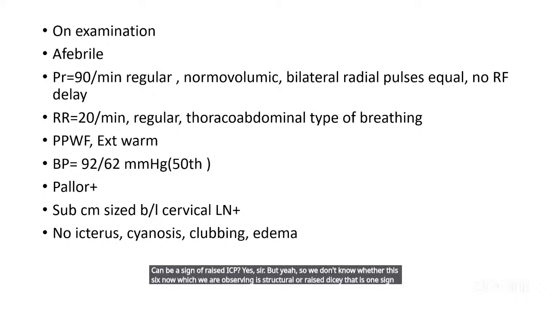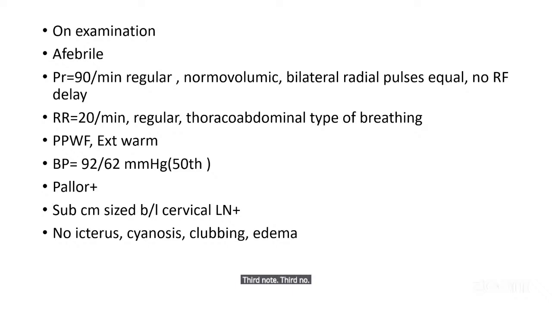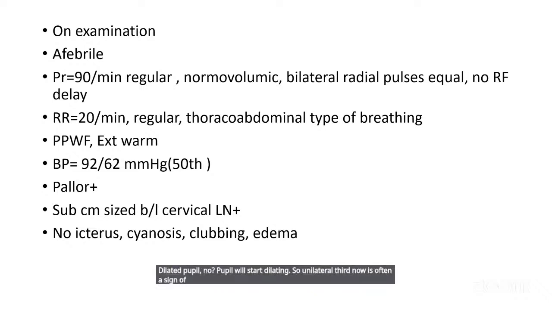What else? Which other nerve can get involved in raised ICT? Third nerve. Okay. So what will happen? Diplopia, drooping of, no, sign. Ptosis and dilated pupil, no? Pupil will start dilating. So unilateral third nerve is often a sign of raised ICP. So you'll have to look at it in the context, right?